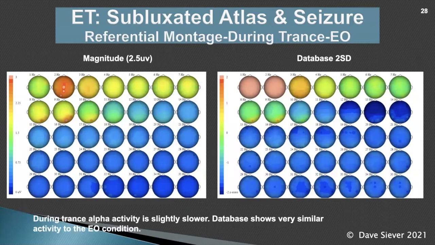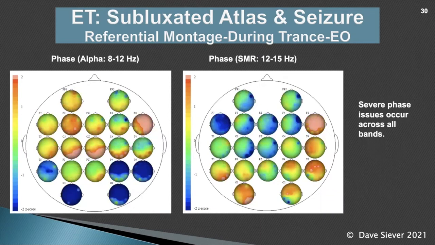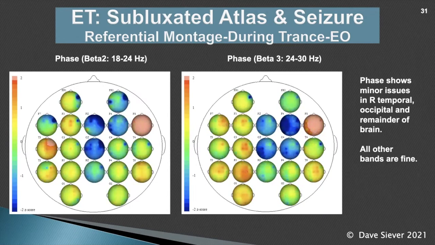We also see here, in this case, we're looking at the magnitude at 3 microvolts, and we're looking at the database at two standard deviations, and it looks relatively similar to just his eyes open condition. But the phase is very significant now. We see the delta phase and the theta phase, but mostly the delta phase, we see some pretty big issues going on here. We also see severe phase issues in the alpha band and the SMR bands. And we see phase issues in the beta 2 bands and the beta 3 bands that are very significant now. So we do see that indeed, yes, this is now being affected on a cortical level by what is going on in his brainstem.